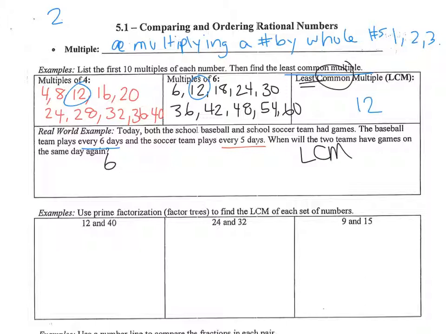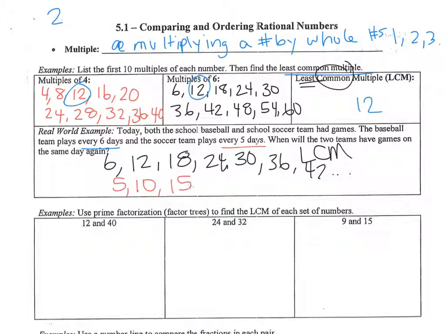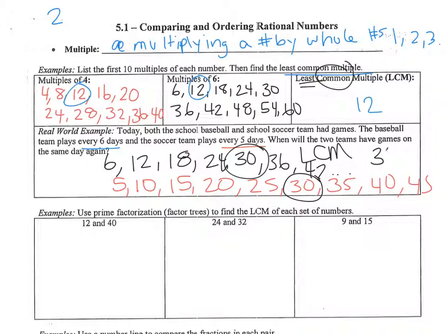So I'm going to count off by 6: 6, 12, 18, 24, 30, 36, 42, etc. And now I'm going to count by 5s: 5, 10, 15, 20, 25, 30, 35. And I'm looking for the smallest number that they both have in common. So that number is 30. So after 30 more days, they'll have games on the same day.